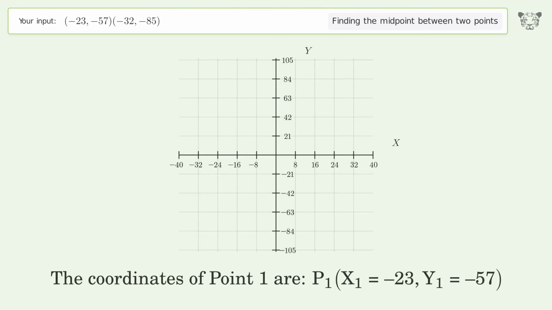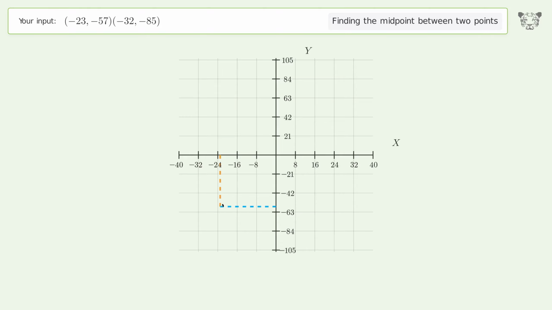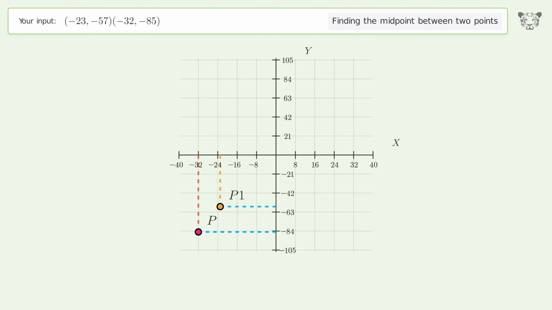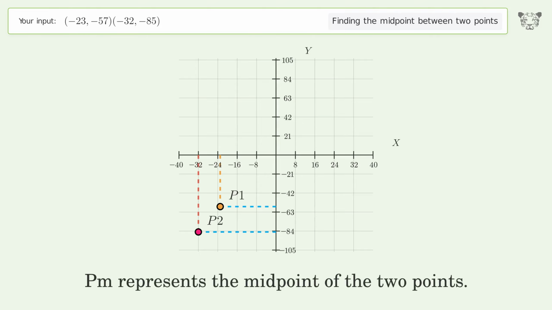The coordinates of point 1 are x1 equals -23, y1 equals -57. The coordinates of point 2 are x2 equals -32, y2 equals -85. PM represents the midpoint of the 2 points.